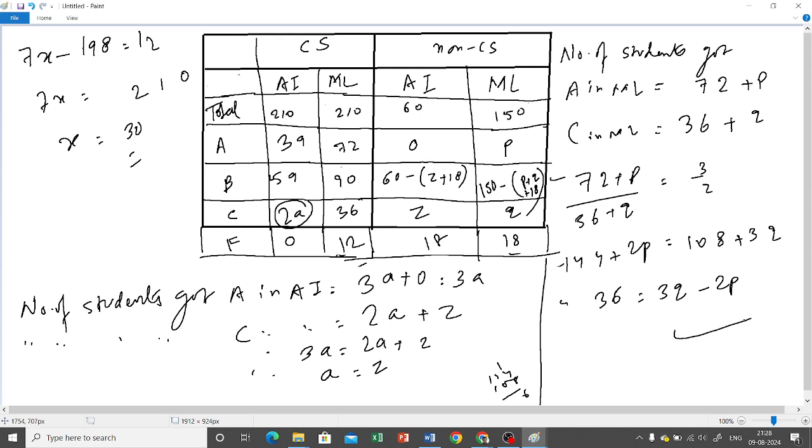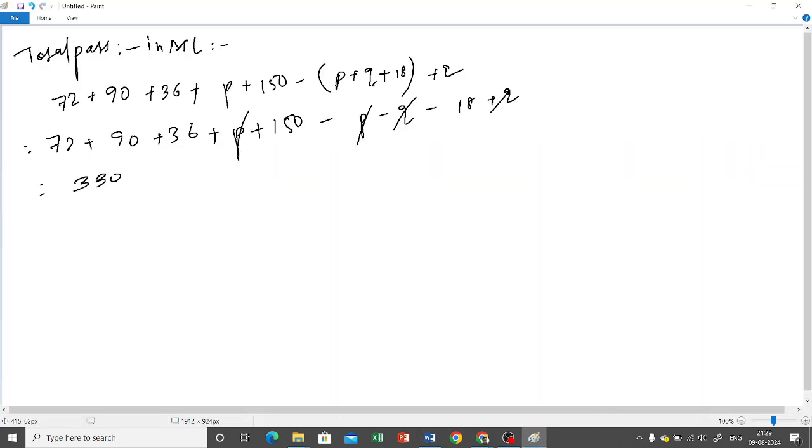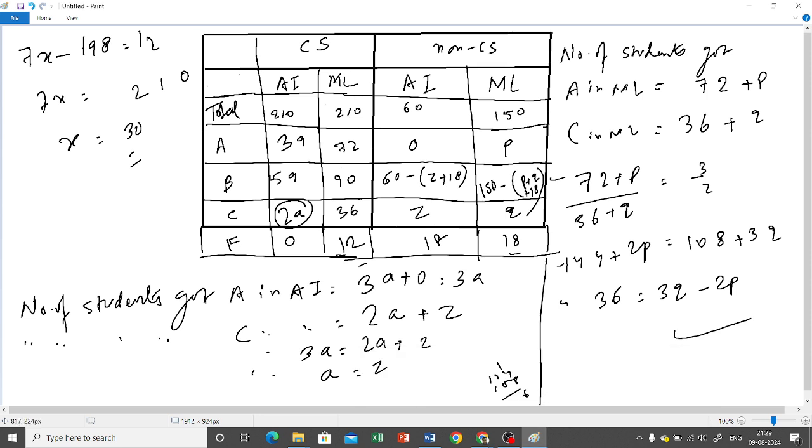Now it is given, see the same information before it is given, that in both the courses, that means AI and ML, 50% of the students who passed got B grade. So first of all I need to find out what are the total number of people who passed in ML.